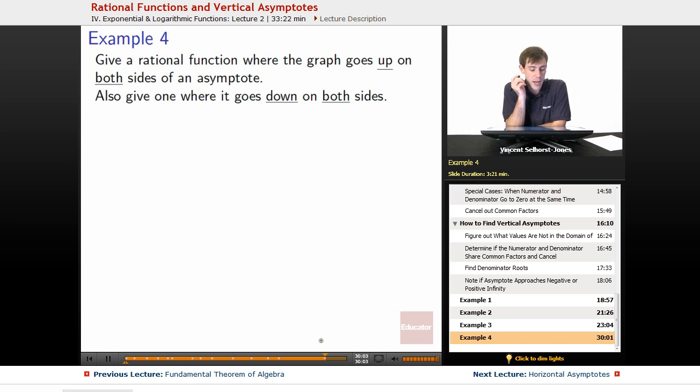Example 4: give a rational function where the graph goes up on both sides of an asymptote. Also give one where it goes down on both sides. So far we've always seen our asymptotes where on one side it goes up and the other side it goes down, or maybe the other way, right? But is it possible to create something where it's going to go up on both sides, or going to go down on both sides? So let's look at our first one.